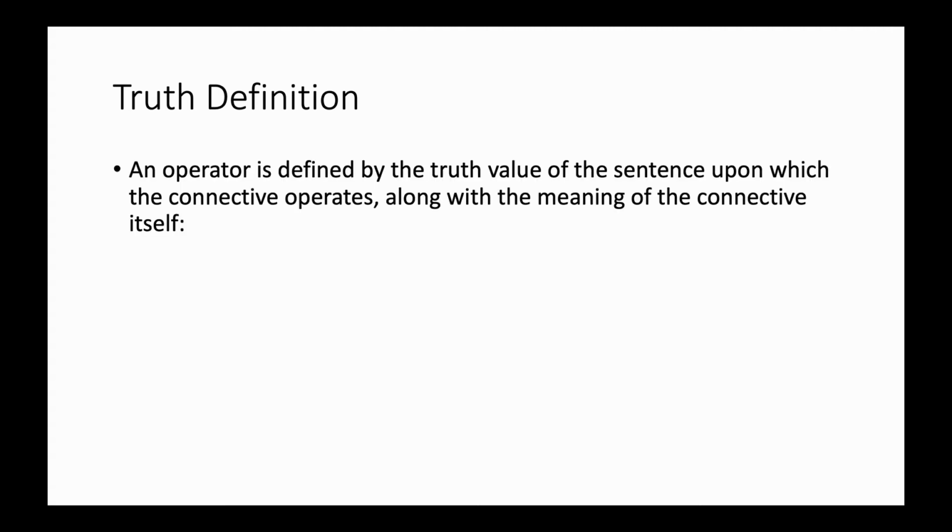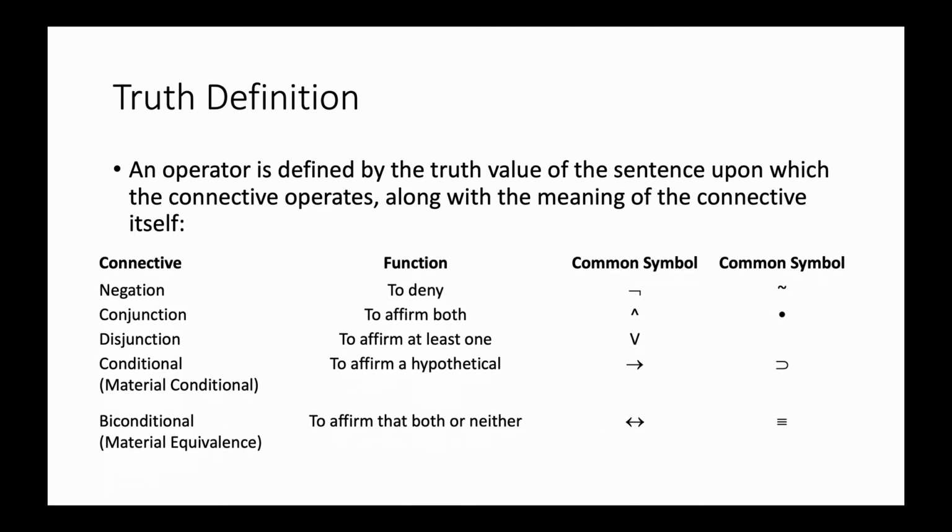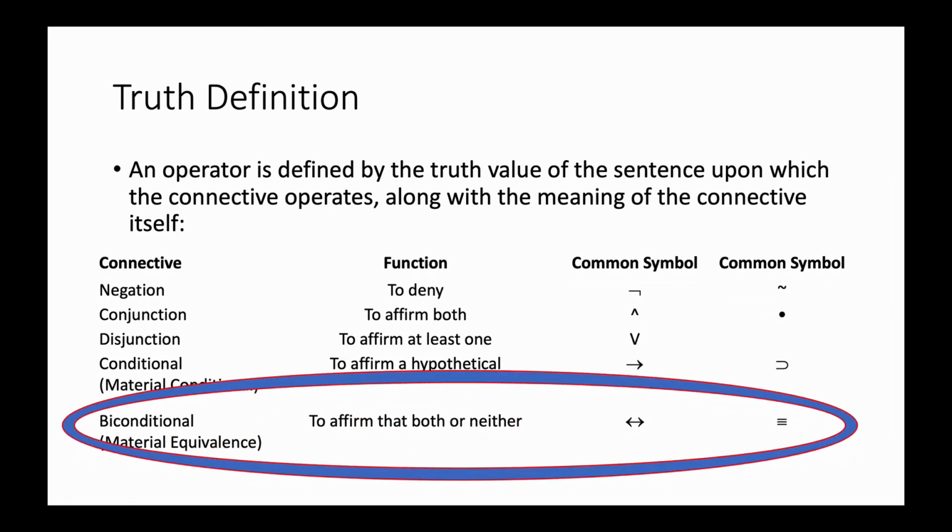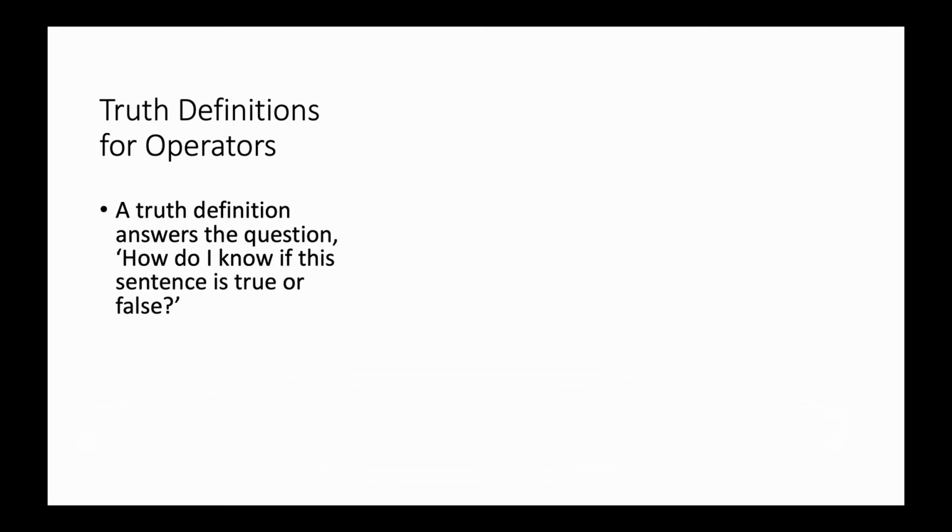An operator is defined by the truth value of the sentence upon which the connective operates, along with the meaning of the connective itself. Remember, we're focusing on the biconditional, whose function is to affirm that both or neither is the case. So when we're saying both or neither, we're talking about each side of the two-way arrow or the triple bar. Let's take a look at how this works.